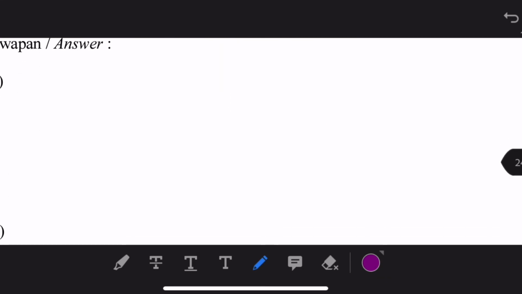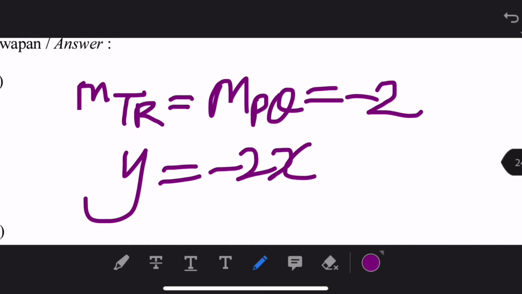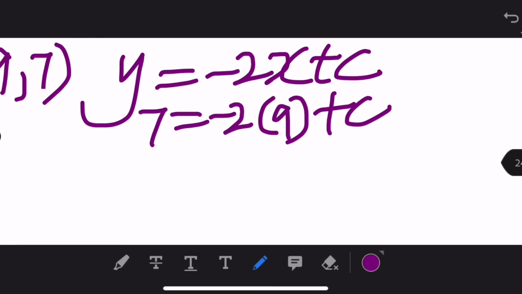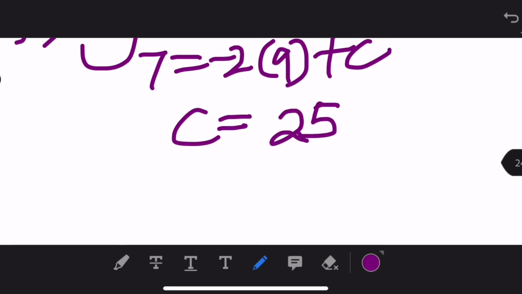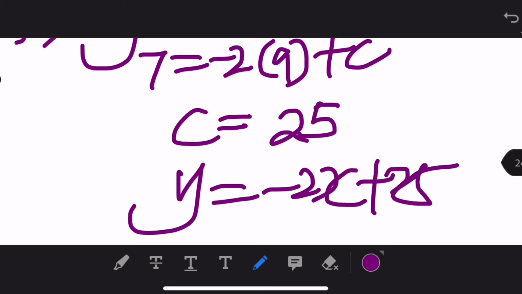So let's see, m of TR is actually equal to m of PQ and is equal to -2. So y equals -2x plus c. The point is (9, 7). So 7 equals -2 times 9 plus c. So the c is actually 25. So let's write down y equals -2x plus 25.